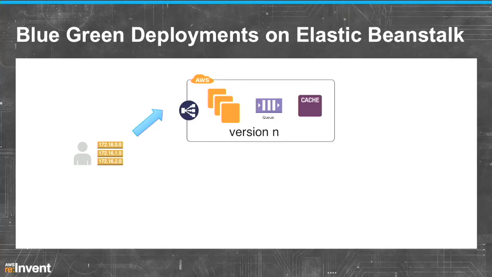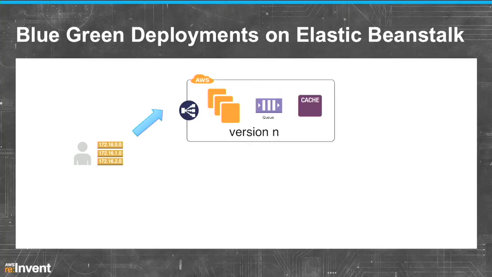So what are traditional blue-green deployments? Just an introduction. Consider a typical app stack, which has a few EC2 machines, a queue, maybe a cache, and any other thing that you could include in your app. And let's say you have deployed a version N that is in production right now. Let's call it the blue app.